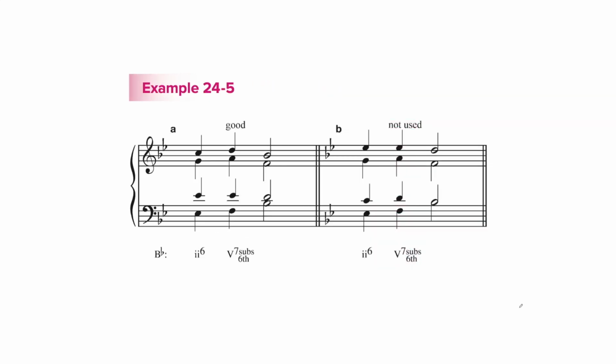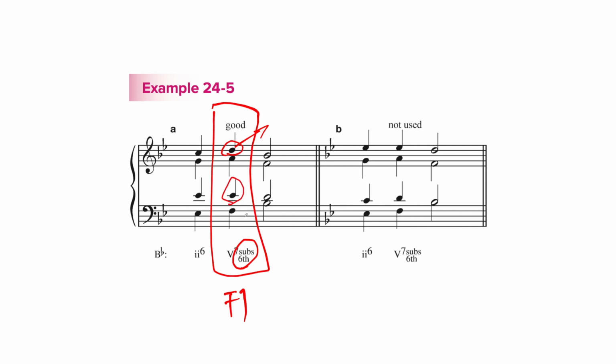The substituted 6th can also be used in a dominant 7th chord, like in this case. This is an F7 chord with a substituted 6th. That means instead of C, instead of the 5th of the chord, we have a D here. If we use the substituted 6th with a dominant 7th chord, we should be careful about one thing. The substituted 6th should be above the 7th of the chord.